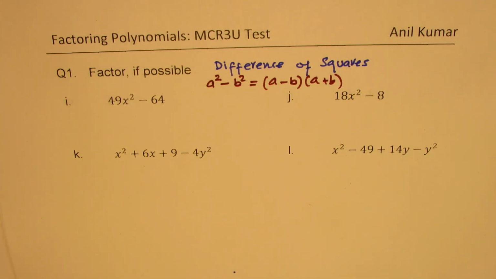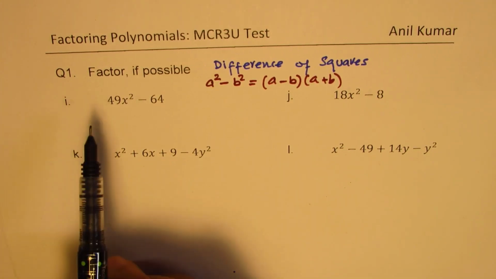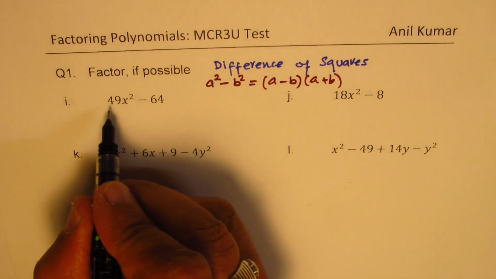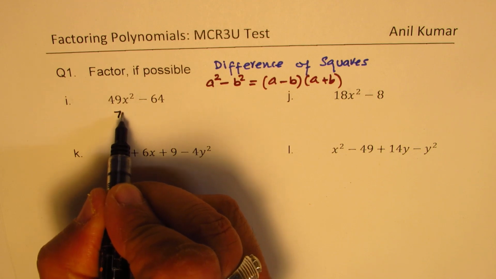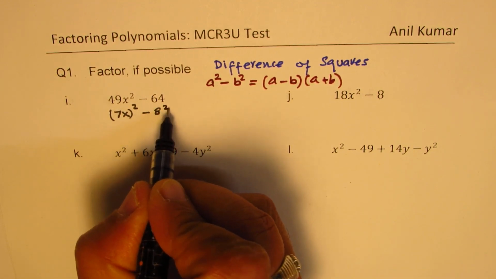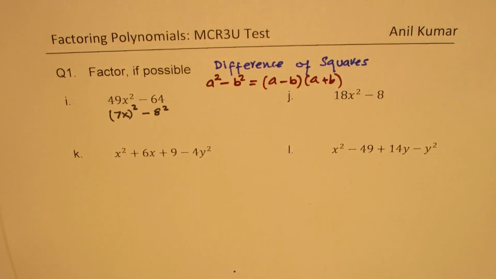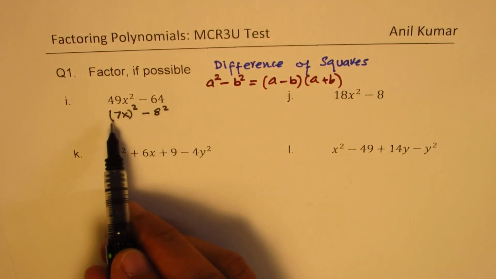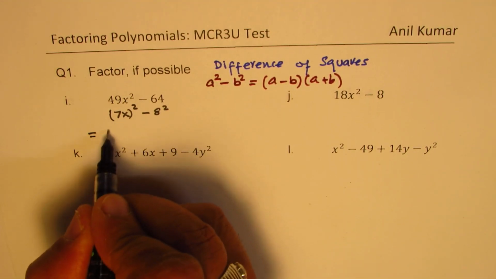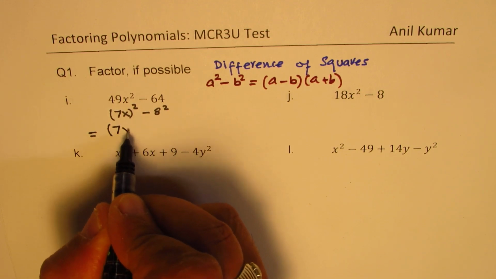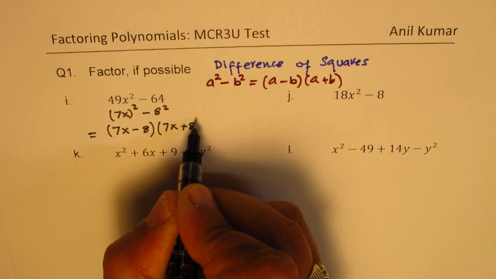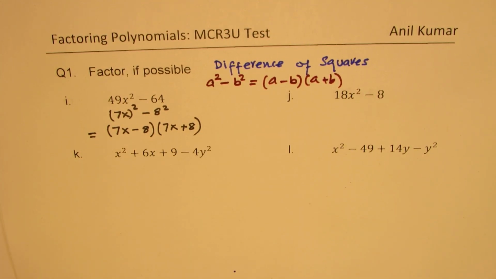So I hope you got your solutions. Here is my suggestion. 49x square minus 64. 49 is 7 square, right? So we could actually treat this as (7x) whole square. The other term is 8 square. So that is what we mean when we say difference of squares, right? So A is 7x, B is 8. And therefore, I could directly factor and write this as (7x minus 8) times (7x plus 8). Does it make sense to you? So that's so simple. Perfect.